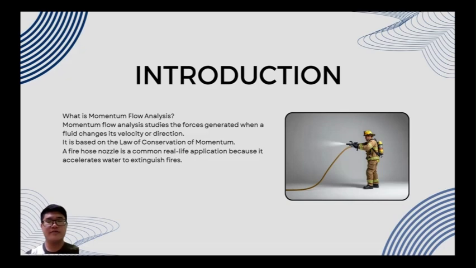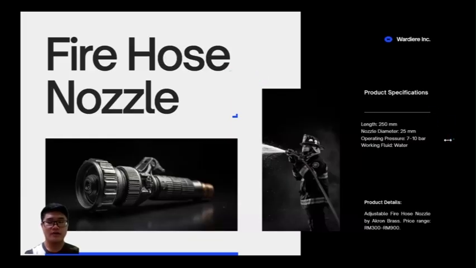A fire hose nozzle is one of the best real-life examples of momentum flow analysis because it converts pressurized water into a high-speed water jet. At the same time, the nozzle experiences a reaction force that firefighters must control while operating it. This is a fire hose nozzle.